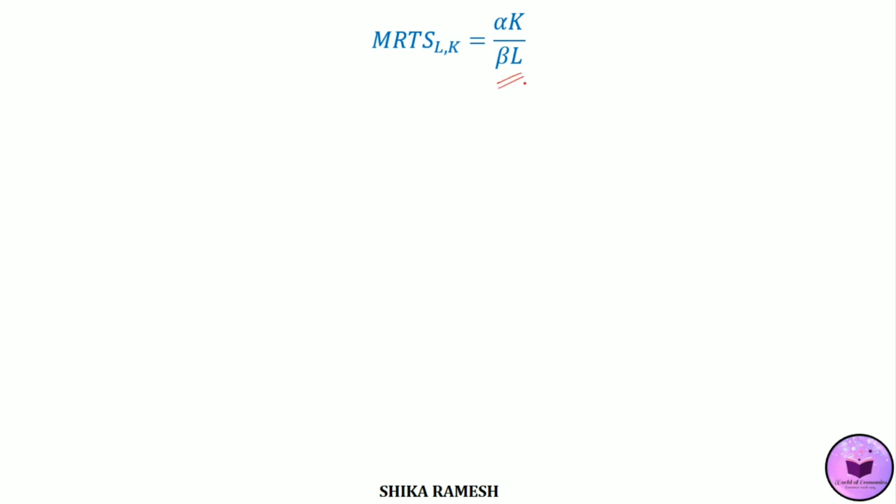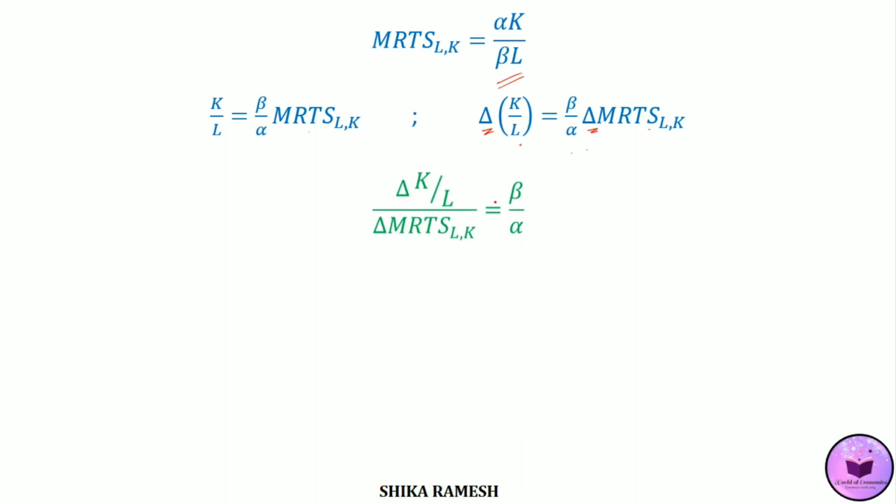So from this we can write K by L is equal to beta by alpha multiplied by MRTS of labor for capital. If so, then delta K by L will be equal to beta by alpha multiplied by delta MRTS of labor for capital. Now from this equation we can write delta K by L divided by delta MRTS of labor for capital will be equal to beta by alpha, and from the first equation, we can write MRTS of labor for capital by K by L will be equal to alpha by beta.